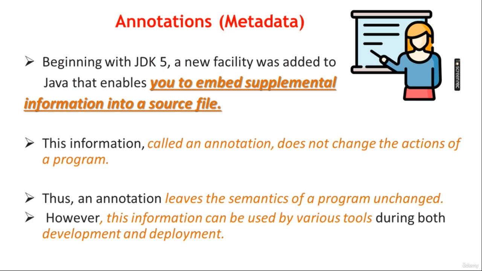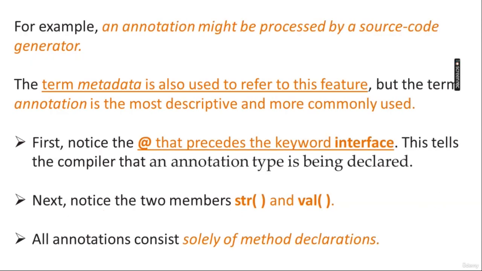This information, called annotation, does not change the actions of the program. Annotation leaves the semantics of the program unchanged. It does not change the behavior. It does not change the output of your program. Whatever you are writing will remain intact. So annotation is only providing supplementary information. This information can be used by various tools during both development and deployment. This information does not cause any overhead and does not change the output of your program, but it can be used by various tools during both development and deployment of the Java application.